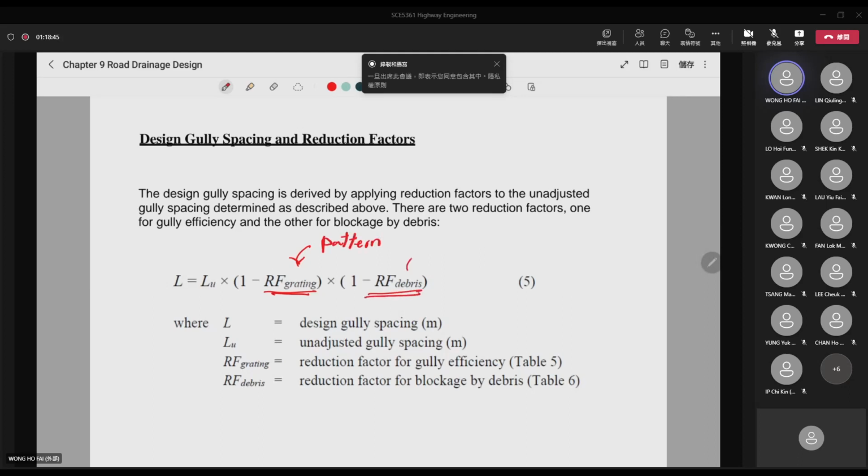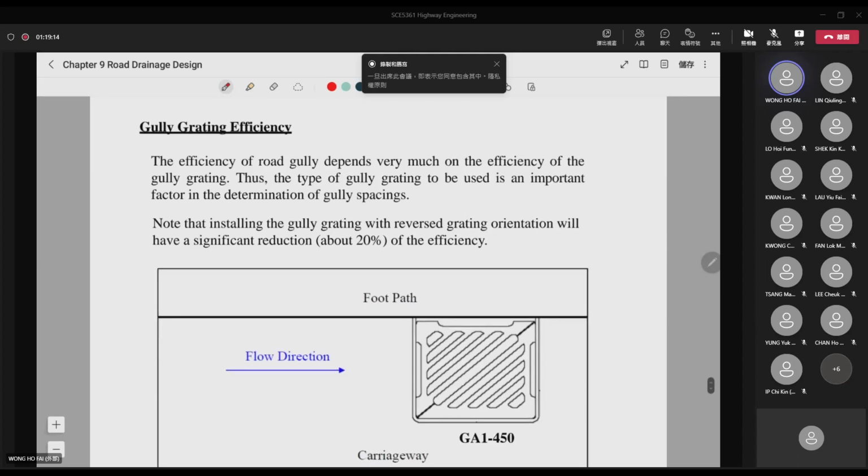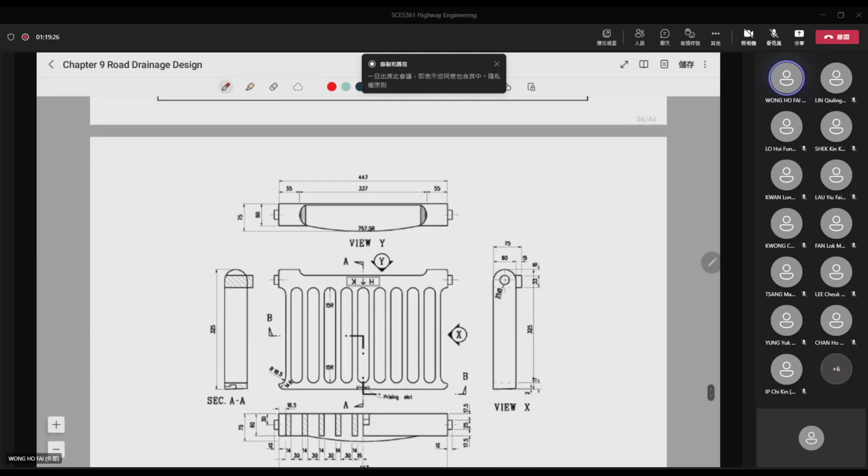And then for the depth one, it depends on the rubbish. So there are actually two types of the grating in order to cover the surface, and depending on the pattern, they actually have different effectiveness. So you can see that here, we have one type we call TA1450, and for this type of the grating, it's good for consideration.